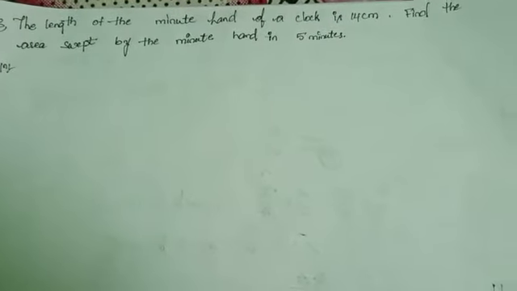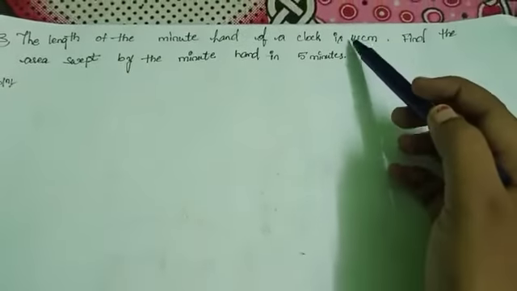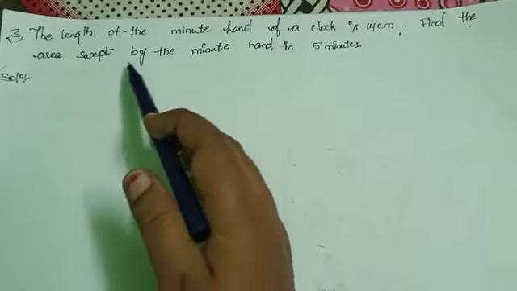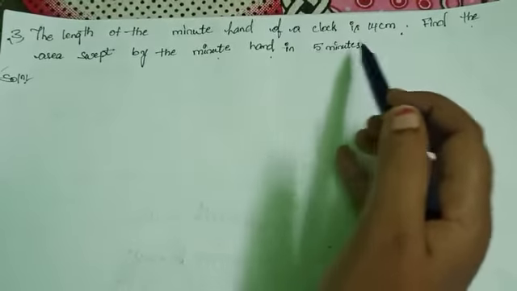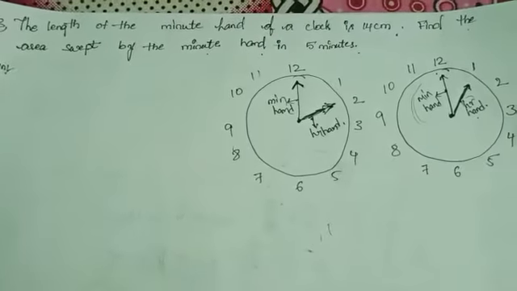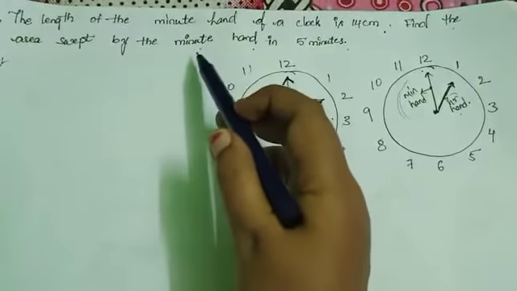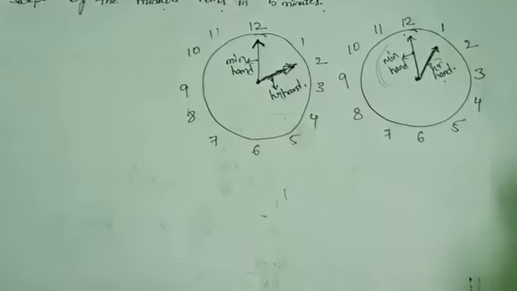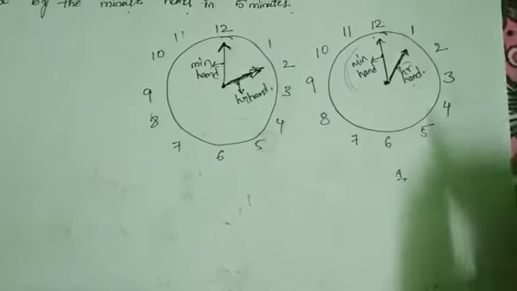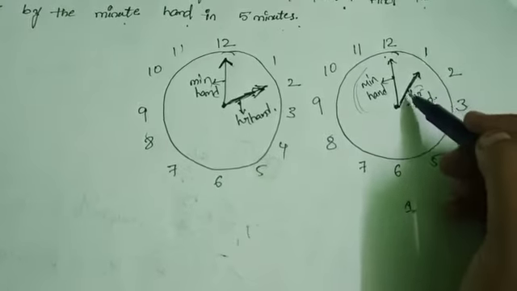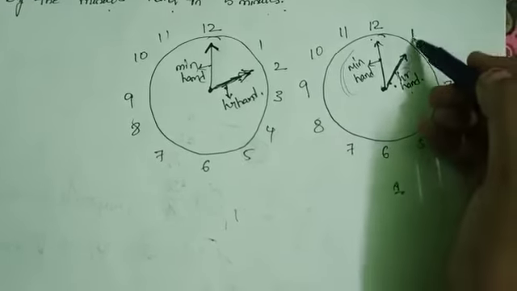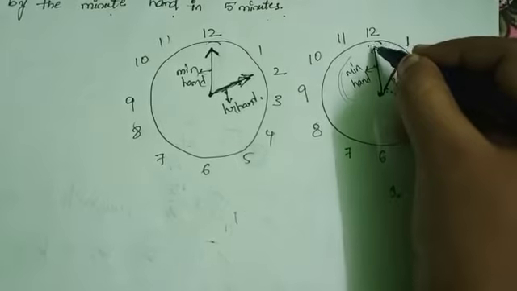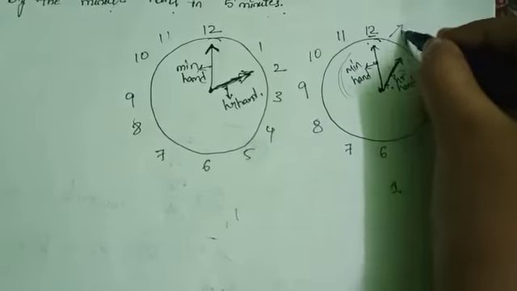Third question: the length of a minute hand of a clock is 14 centimeters. Find the area swept by the minute hand in 5 minutes. See these figures. First one: what is the time here? 1 o'clock. How can you say this is 1 o'clock? Hour hand at 1 and minute hand at 12. So this is 1 o'clock.